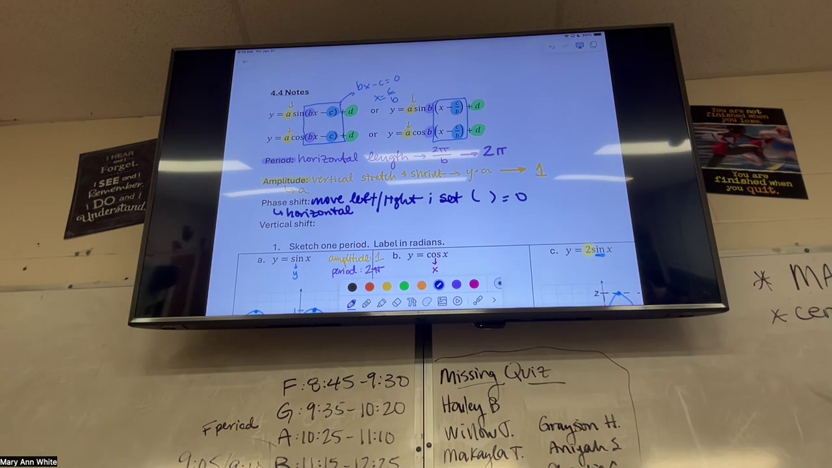Okay, so basically we're setting that parentheses equal to 0. I'm going to talk about the vertical shift today. We won't really do it, but that just moves it up and down. And it's just the D unit. So whatever is being attached to the end, I move up or down 2 or 3 or 1 or a half.